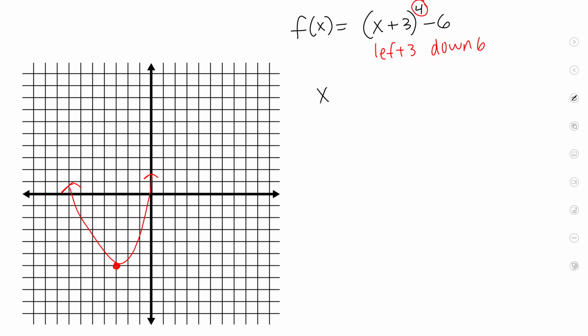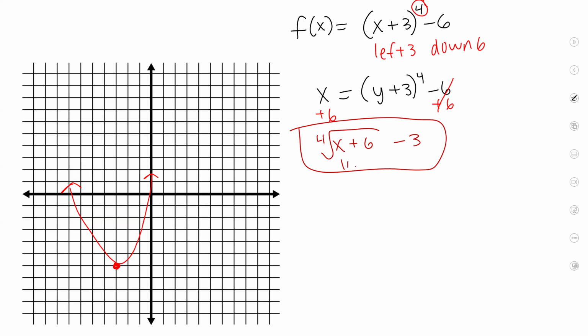Okay, so guys, let's go ahead and get the inverse of this. So we switch x and y. And what would I do? You would add 6. And then what? The 4th root. And then what? Minus 3. So this is your inverse. So what's the transformation for my inverse? Left 6 and down 3.